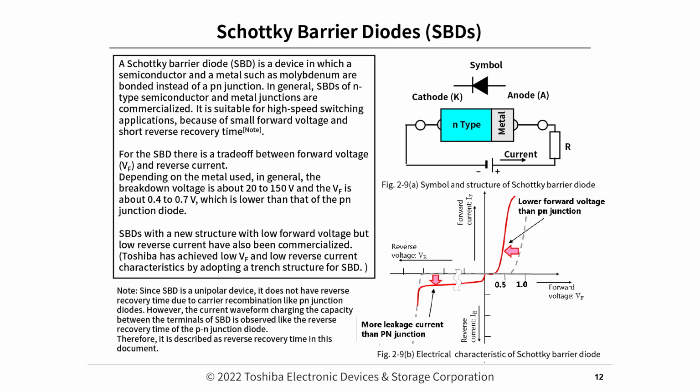For the SBD there is a trade-off between forward voltage, VF, and reverse current. Depending on the metal used, in general, the breakdown voltage is about 20 to 150 volt and the VF is about 0.4 to 0.7 volt, which is lower than that of the p-n junction diode. SBDs with the new structure with low forward voltage but low reverse current have also been commercialized. Toshiba has achieved low VF and low reverse current characteristics by adopting a trench structure for SBD.